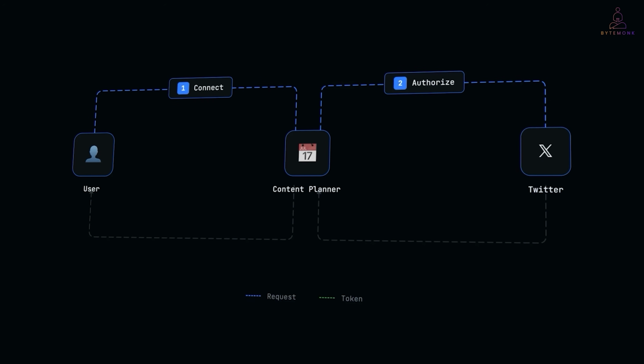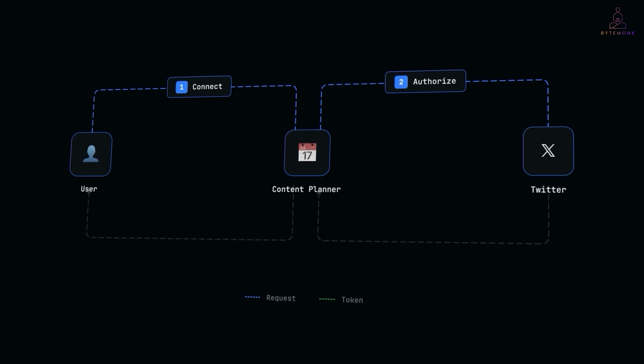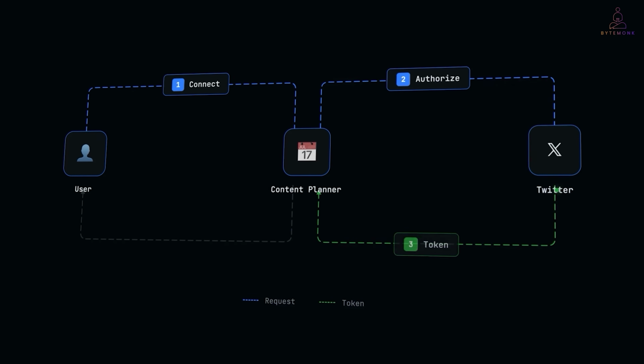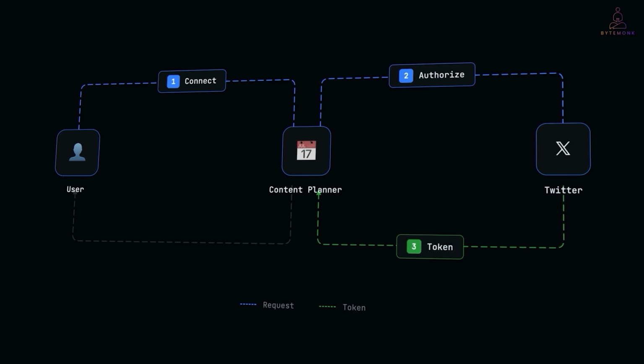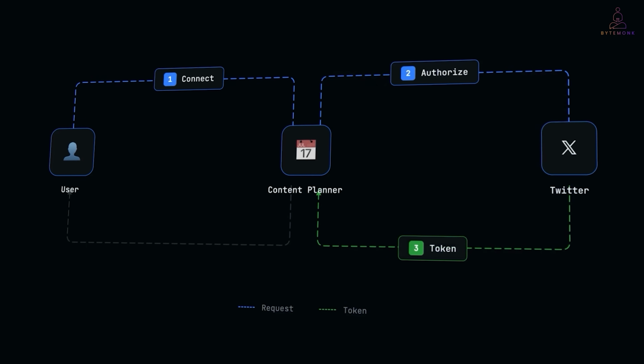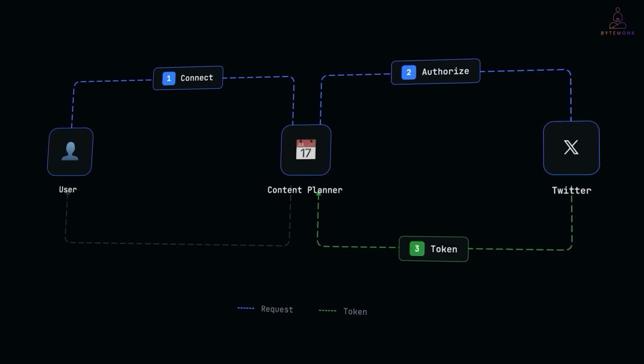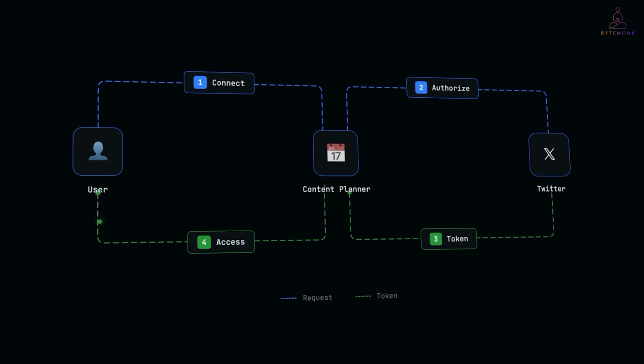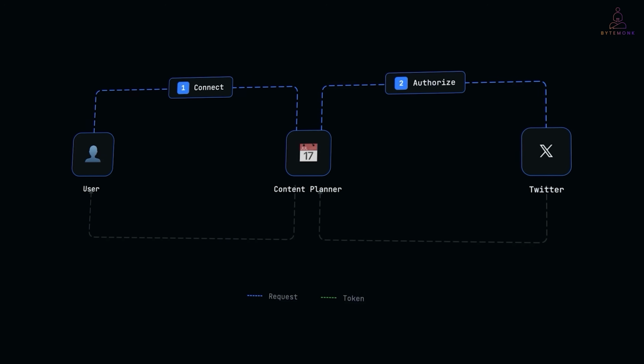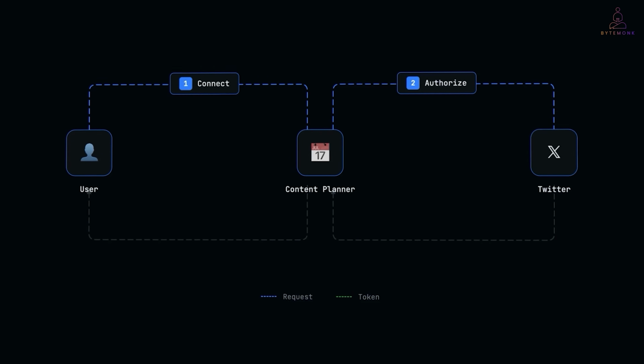You click yes. And here is the key part. Twitter doesn't send your password to the app. Instead, it sends back a token. Yes, an OAuth token. This token is like a limited access pass. The content planner can now use the token to access your tweets, but only the permissions you approved, nothing more. And if you ever change your mind, you revoke the token and the app loses access instantly. Your password was never involved.